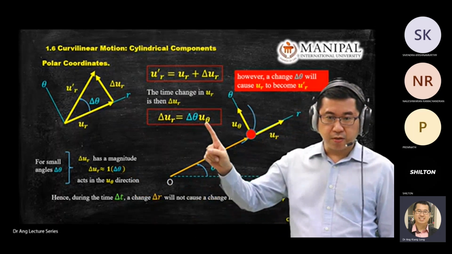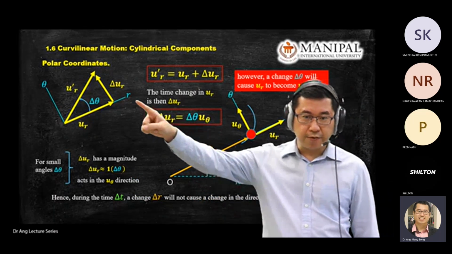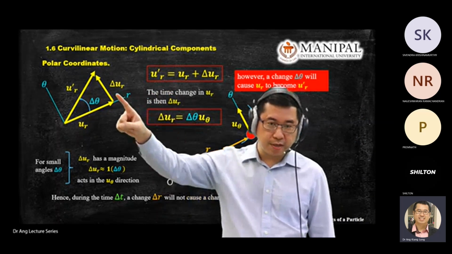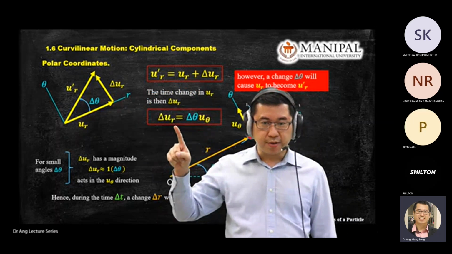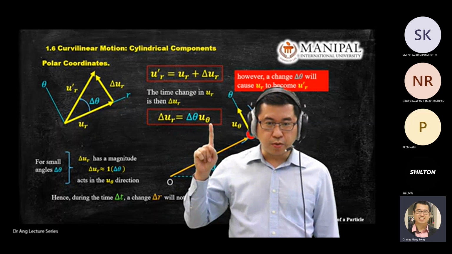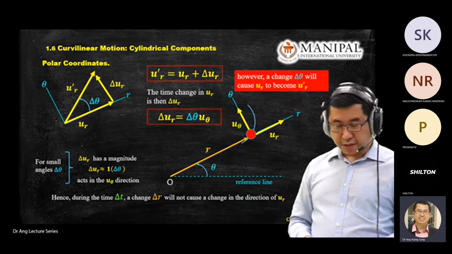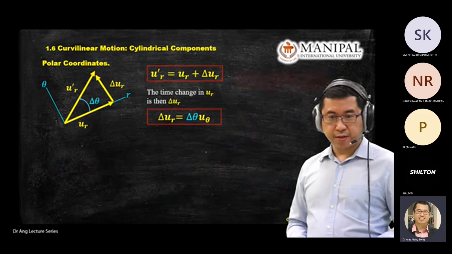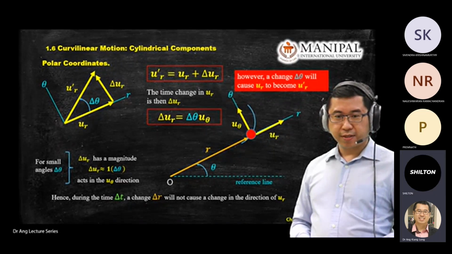Delta r equals u theta, which is the direction. From this vector diagram, you know that it is along the theta direction. So you can write delta u_r equals delta theta u theta. Make sense to you? Second equation. Next. Any question? No, sir. Makes sense, sir.